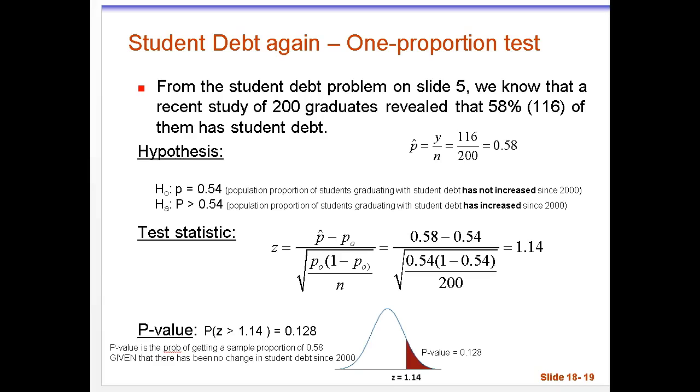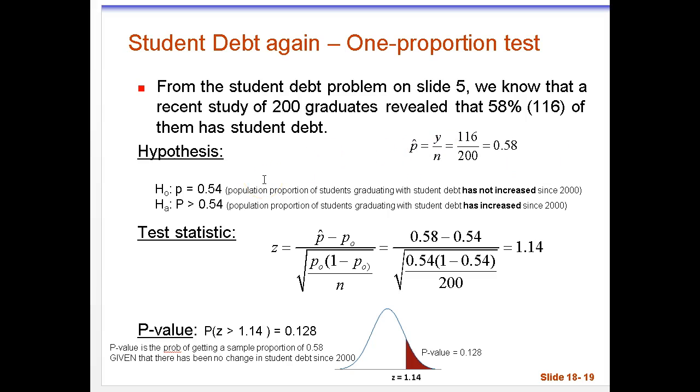Okay, let's have a look at the one proportion test using this example of the student debt. Now, the question was whether or not student debt has increased since 2000. That's really the question that we want answered, and notice that that becomes our alternate hypothesis, and our null hypothesis is generally written as the status quo. There has been no change.